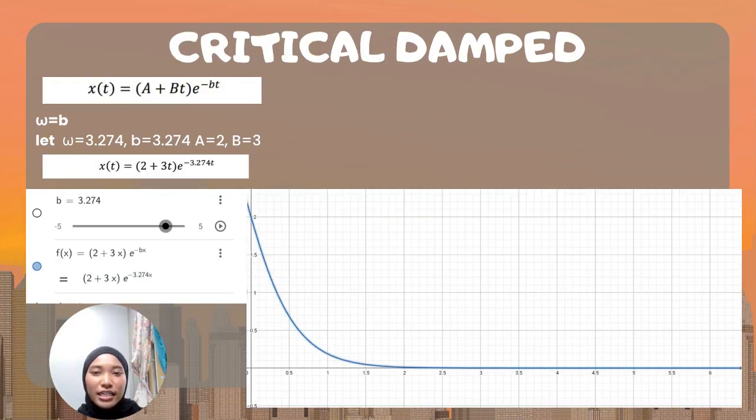This is the critically damped case equation, where omega equals b. For the graph of the critically damped case, there is no oscillation, but the system returns to zero much faster. This is the fastest possible setting without overshooting.